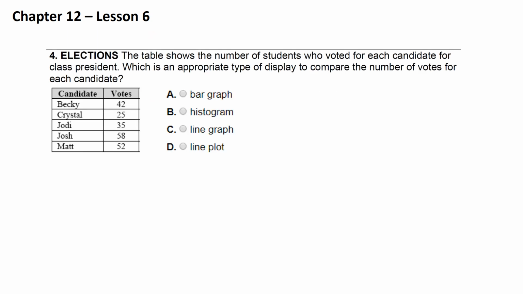Question 4, elections. The table shows the number of students who voted for each candidate for class president. Which is an appropriate type of display to compare the number of votes for each candidate? In this particular situation, I would go with a bar graph. Now, they don't actually list this here, but a circle graph would also be good too, or a pie chart.